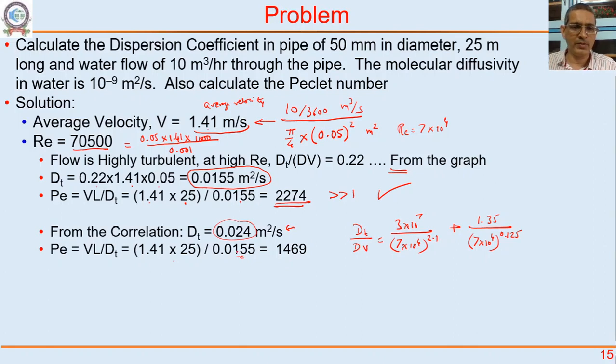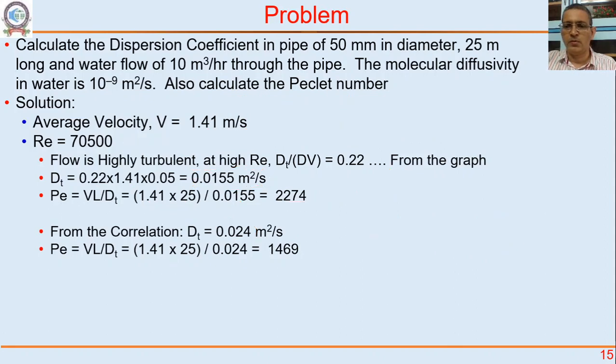Oh, sorry, it cannot be 0.0155, it has to be 0.024. Wait, let me make that correction. So I made that correction now. Yeah, it is 1.41 into 25 divided by 0.024. That's what we have used from the correlation. You get 1469. Okay, far greater than 1, very close to plug flow.